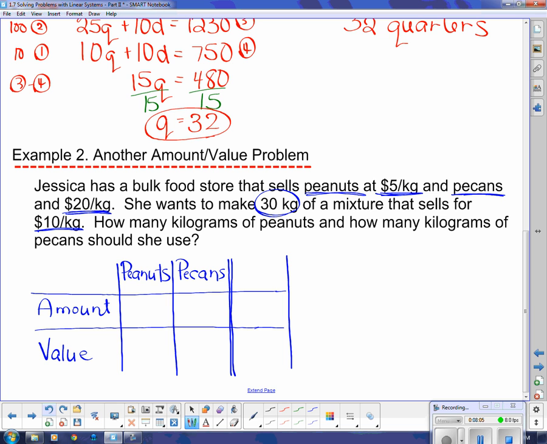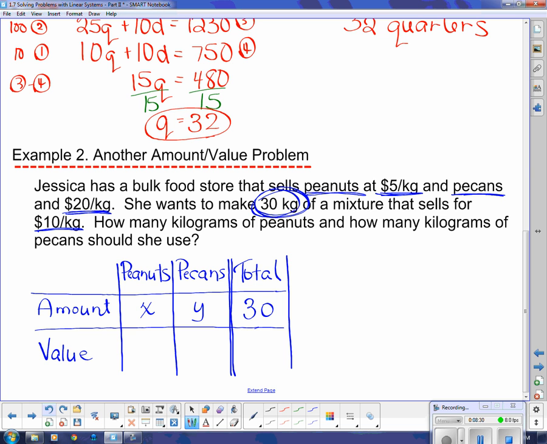I have some totals here, because I do know how much she wants to make. So the amount of peanuts and pecans, I don't know what they are. So I'm going to call x the peanuts and y the pecans. But I do know how much I want total. After I've mixed those two things together, I want a total of 30 kilograms.